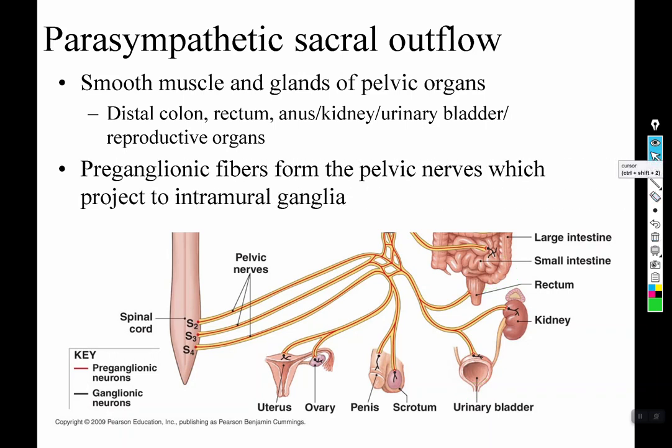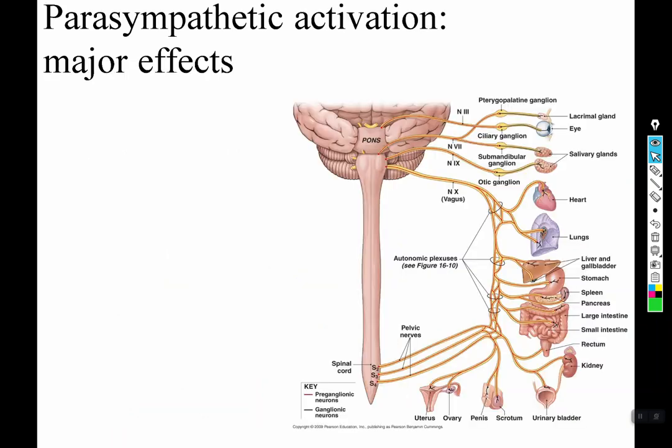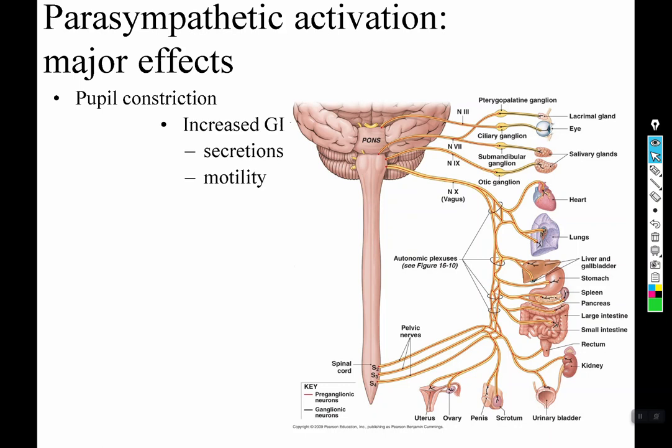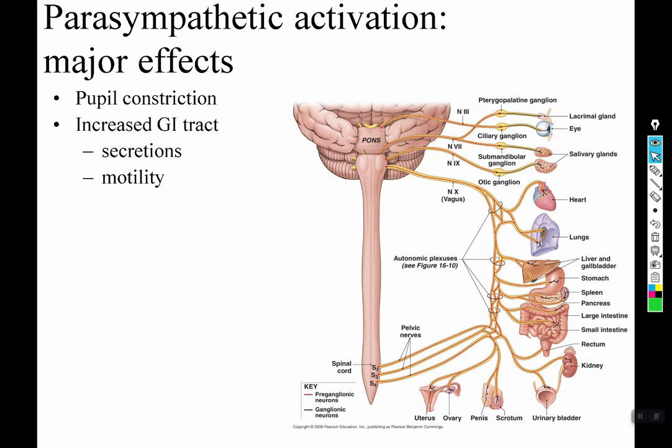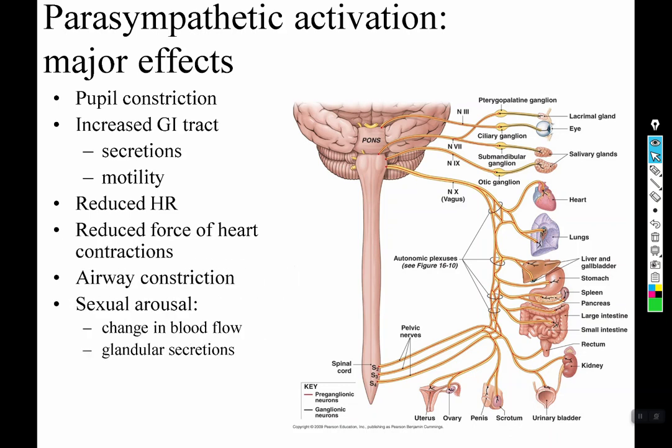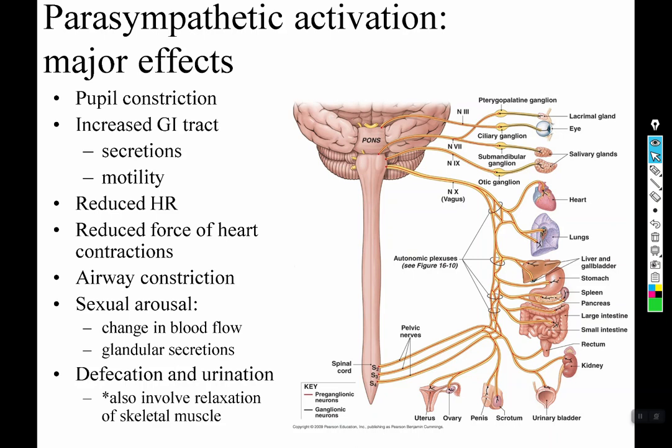And these are going to project to intramural ganglia, so within the walls of the target organ. So, the major effects of parasympathetic activation are going to be pupil constriction, so that opposes the action of the sympathetic nervous system on the pupil, which is to dilate it. So the state of your pupil, if it's say halfway dilated, depending on ambient light conditions, is going to be basically an oppositional relationship between the sympathetic nervous system trying to do one thing and the parasympathetic trying to do another thing, and that averages out. In some cases, one or the other takes over.